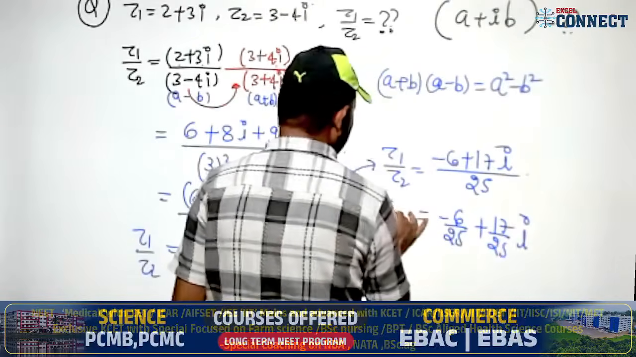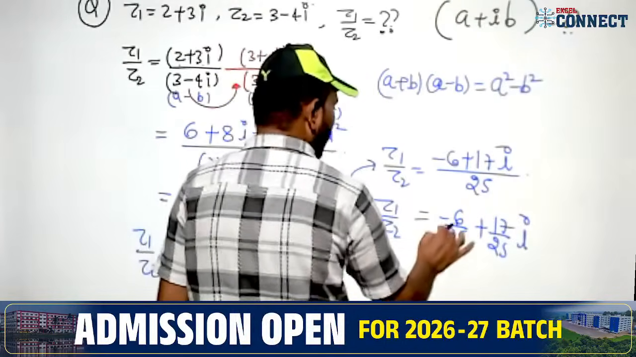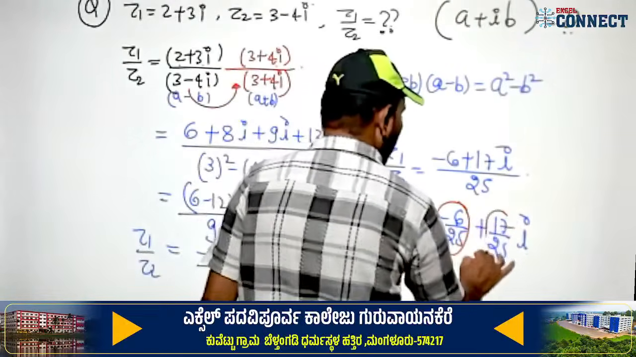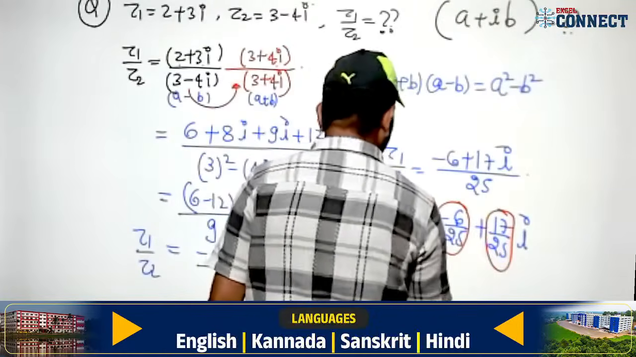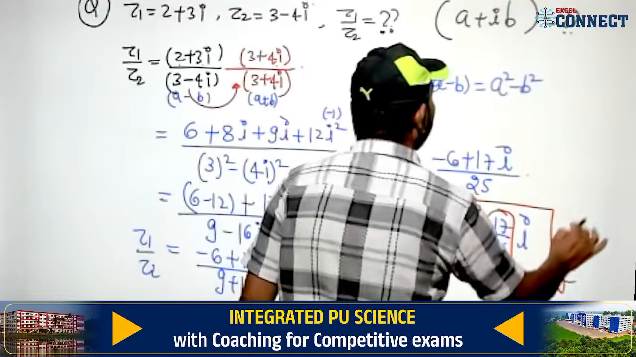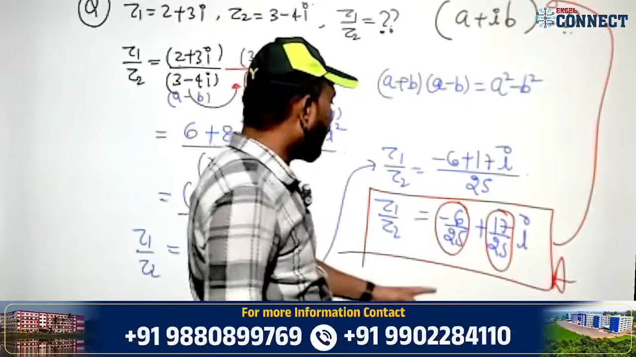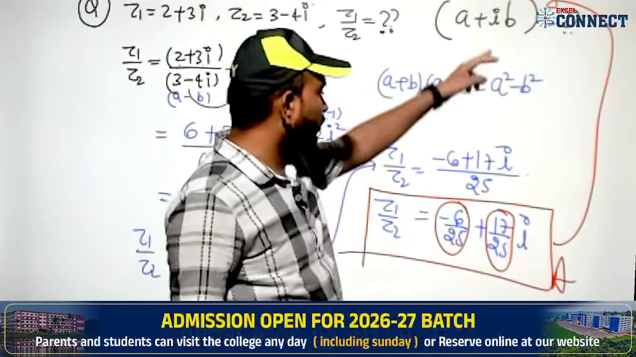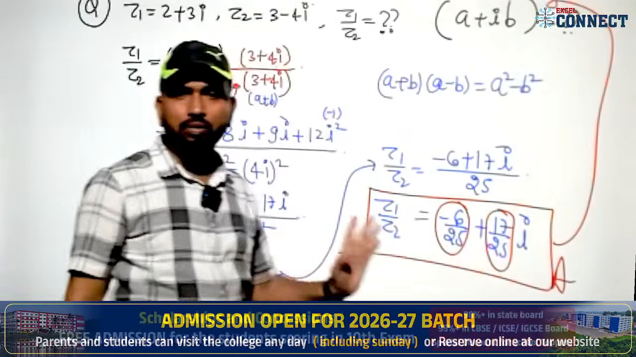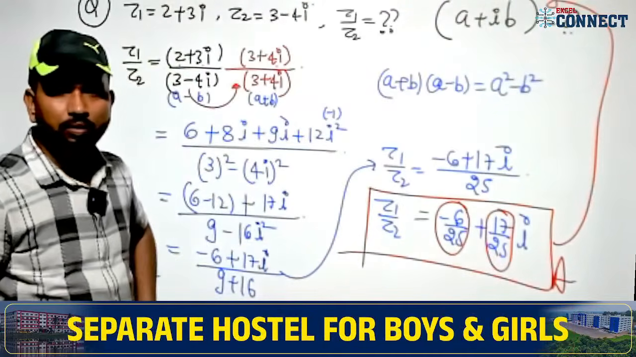Yes, this is your division. So you can say, yes, this is our real part and this is our imaginary part. So this is your answer, because I required in this format. Yes, see this format answer coming. What is A value? Minus 6 by 25. What is b value? This 17 by 25. Understood? Write the comment. 17 only.